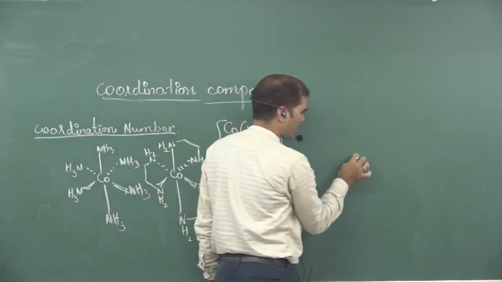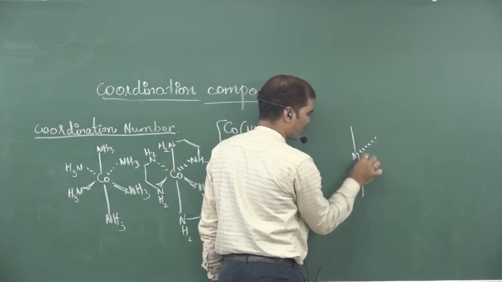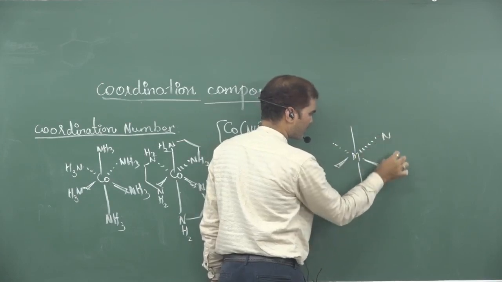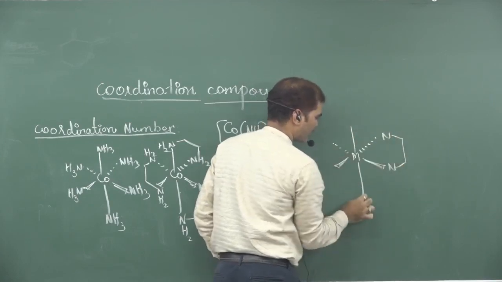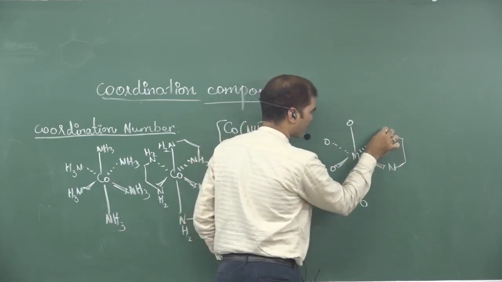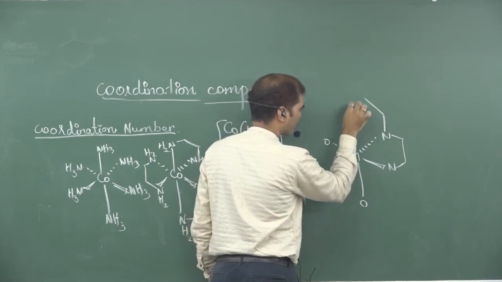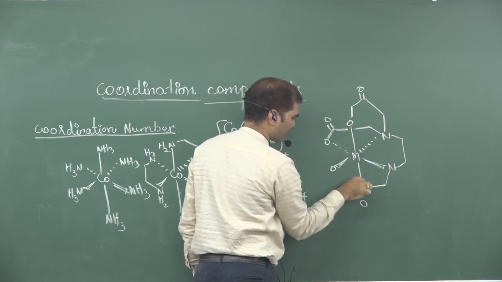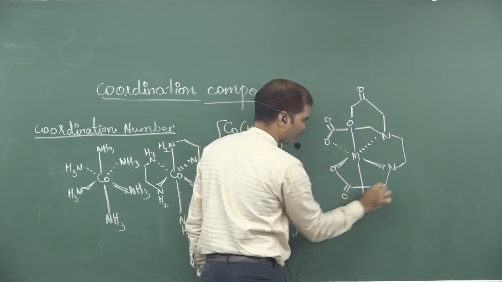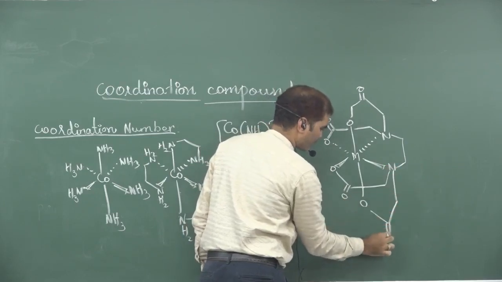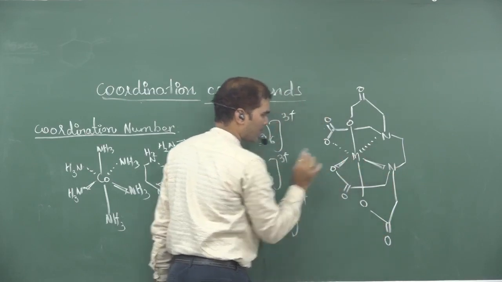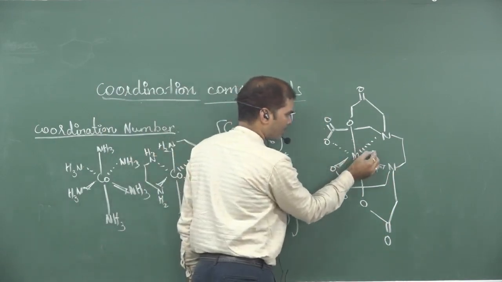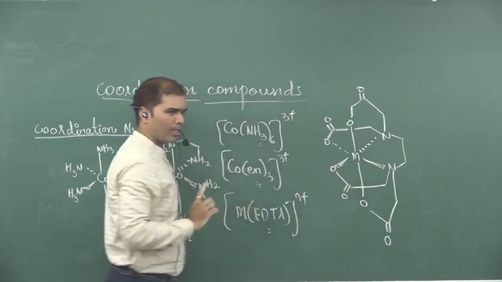Suppose I take metal EDTA, what is the coordination number? Generally, it is expected to be how much? 7, no? Now, how many bonds are present around the metal only, you count. How many? 1, 2, 3, 4, 5, 6. So again the coordination number is 6.